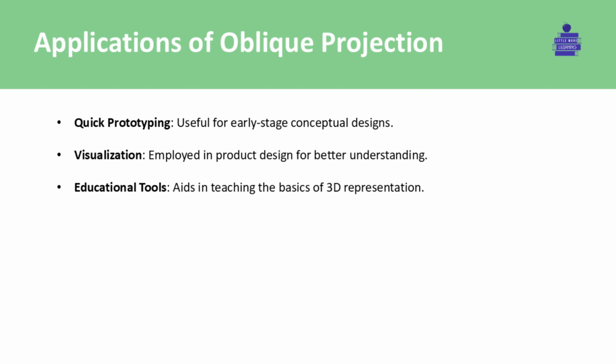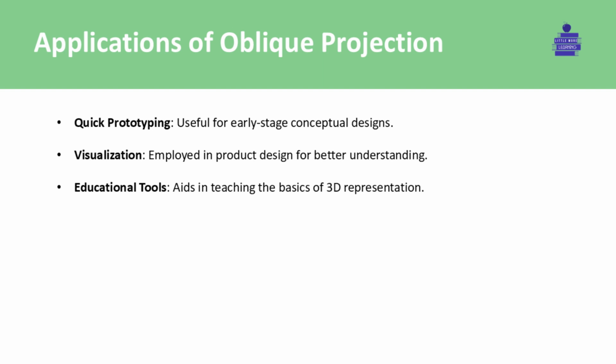In the world of design and engineering, oblique projection serves as an invaluable tool across various applications. Let's explore where this technique truly shines. In quick prototyping, it's like having a rapid visualization superpower. Designers can quickly sketch out ideas while maintaining true proportions on the front face. This is particularly useful in the early stages of product development, where speed and clarity are essential.